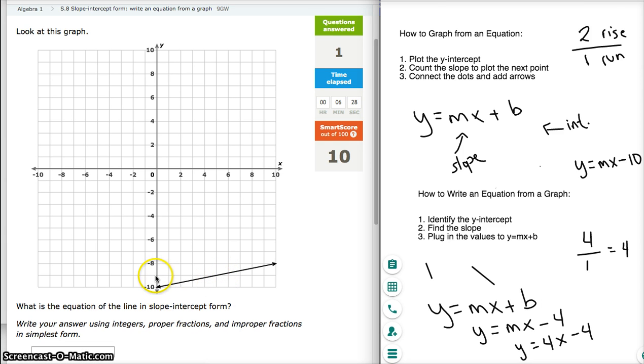So I'm going to go up 1 over 1, 2, 3, 4, 5. So I went up 1 over 5. So that's 1/5 instead of my m. So it's going to be y equals 1/5 x minus 10. So y equals 1/5 x minus 10.